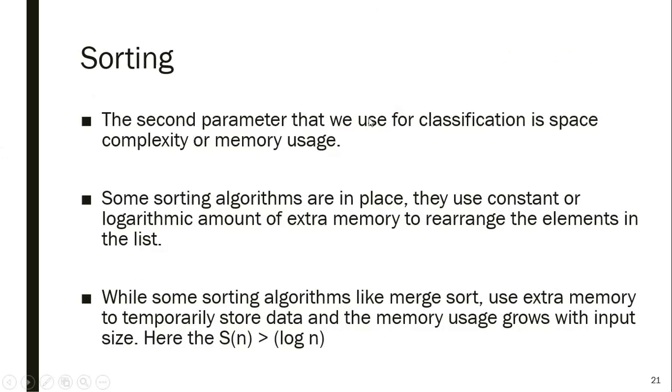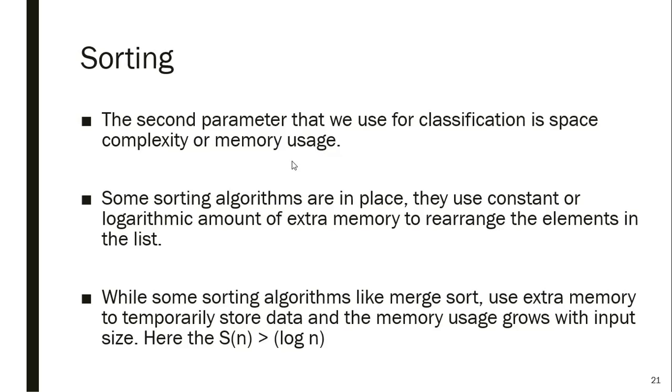Now, the second parameter that we can use for classification is space complexity or memory usage. Some sorting algorithms are in place. An in-place sorting algorithm means it uses a constant or logarithmic extra amount of memory to arrange the elements. For example, if there are n elements, they might require some constant memory locations, or some log of n memory locations. But if the number of extra memory locations exceeds this logarithmic amount, then these are known as out-of-place sorting.